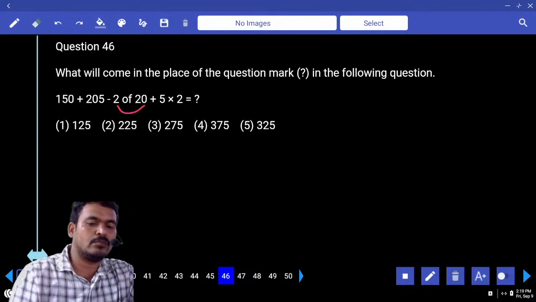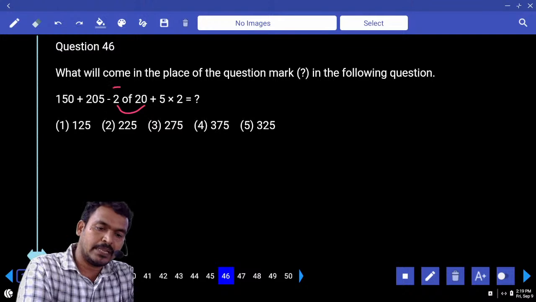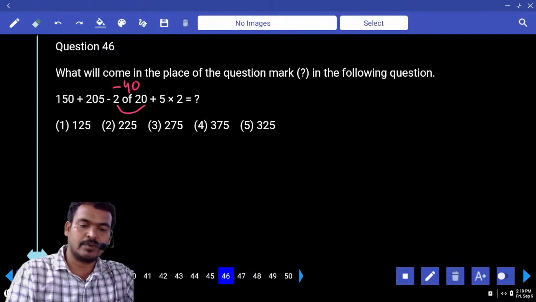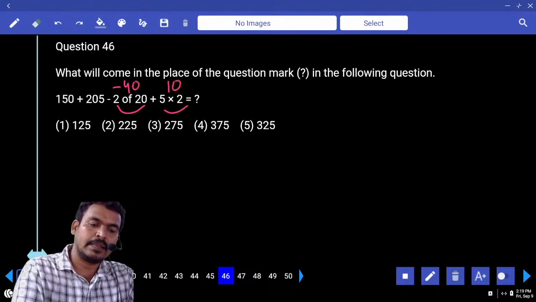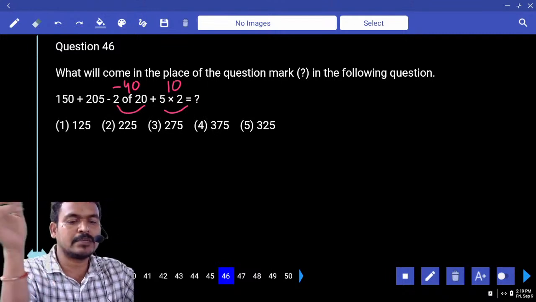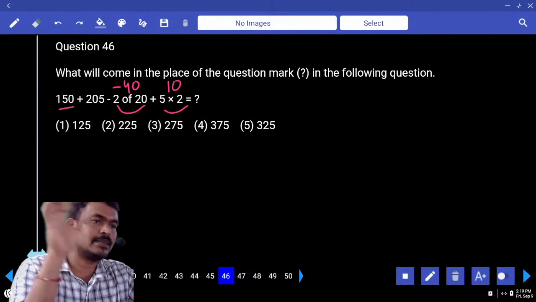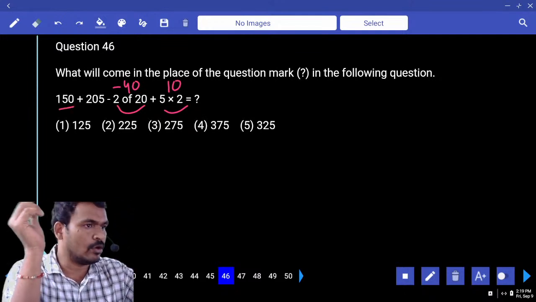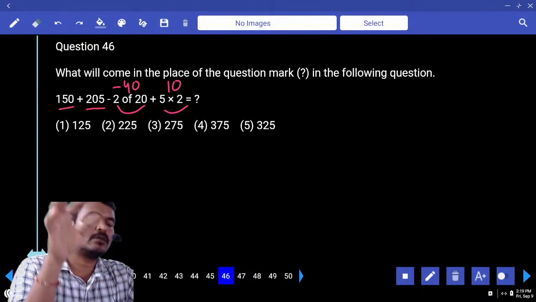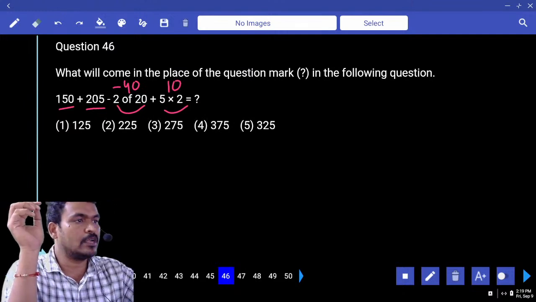2 into 20 how much? 40. Minus 40 or plus 40? Minus 40. 5 2s are how much? 10 or not? Minus 40 plus 10? Minus 30. 150 minus 30? 120. 120 plus 205. 325.